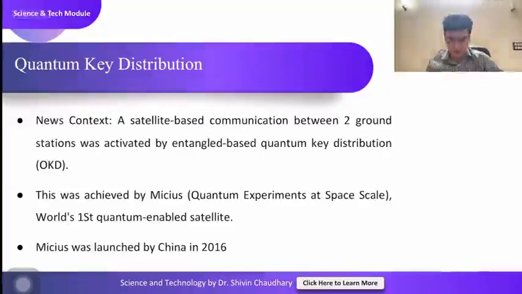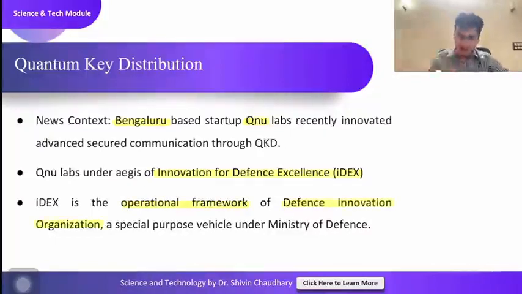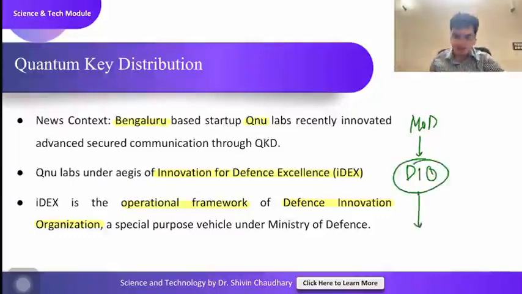See, first, why is it in the news? Because the Micius satellite by China has demonstrated quantum key distribution, and also a Bangalore based startup, QNu Labs, has shown quantum key distribution, and they work under iDEX, Innovation for Defense Excellence, which is the operational framework of the Defense Innovation Organization. Under the Ministry of Defense, we have the Defense Innovation Organization, and from it there is iDEX, Innovation for Defense Excellence.